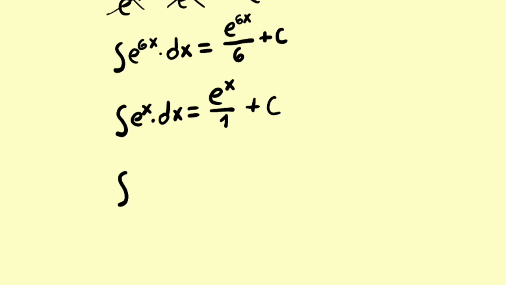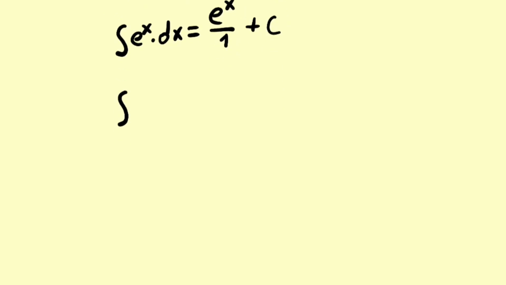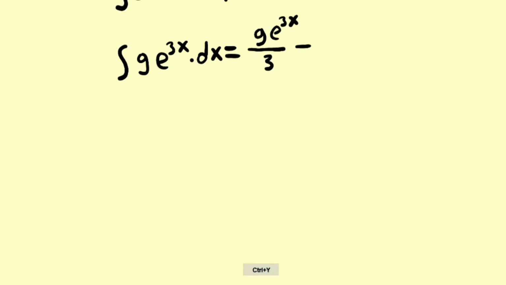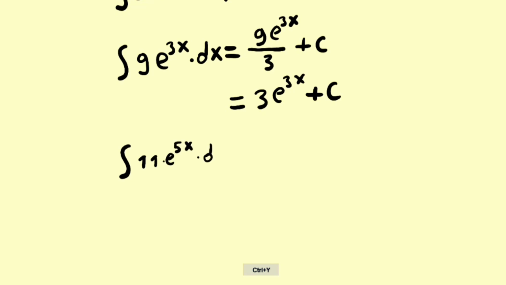Now, let's try a few more examples. Try these two: 9e to the 3x, and also 11e to the 5x. So, this is going to be 9e to the 3x divided by the derivative of 3x, which is 3, and that reduces to 3e to the 3x, plus c. For the last one, this is going to be 11e to the 5x divided by 5, plus c.